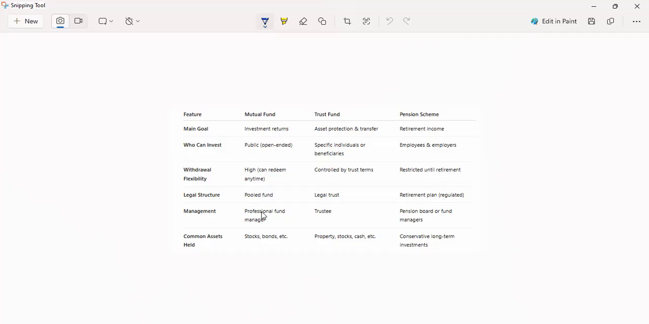In terms of management, for mutual funds it's a professional fund manager; for trusts, a trustee; for pensions, a board, that is NAPSA, for instance, in our case. And what kinds of assets are there? For mutual funds it can be bonds and stocks; for trusts, property and cash; for pensions, collective long-term investments. So I hope this answers your question.